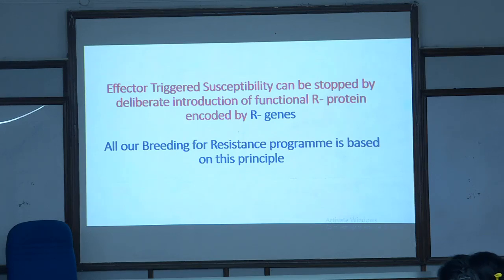So effector-triggered susceptibility can be stopped by deliberate introduction of functional R proteins encoded by R genes. This is one of the most successful research activities worldwide, people have come out with a thumping success in many crops, right? All our breeding program for resistance is based on this principle. What you do is bring a resistant gene into the cultivar, which is going to stop the effector from entering into effector-triggered susceptibility, or which is going to stop these ETS from happening in the host system, right?